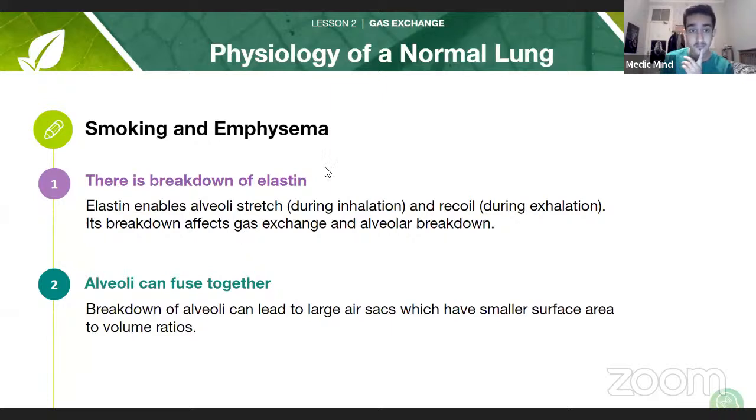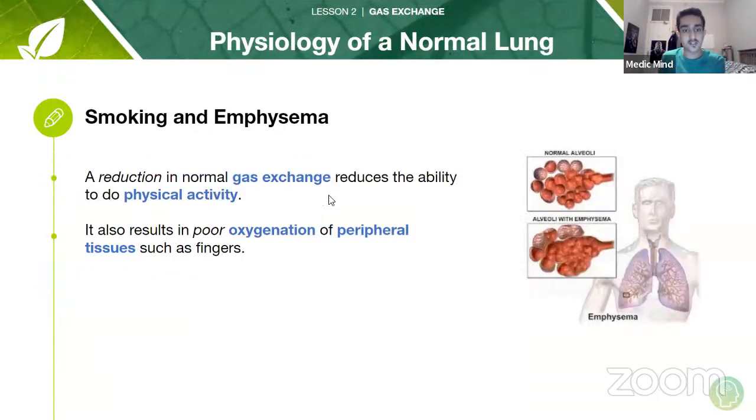Yes, this is. The reduction in normal gas exchange reduces the ability to do physical activity because you can't get as much oxygen into your blood, which means you can't get as much oxygen to your cells, which means you can't get as much oxygen around the body.